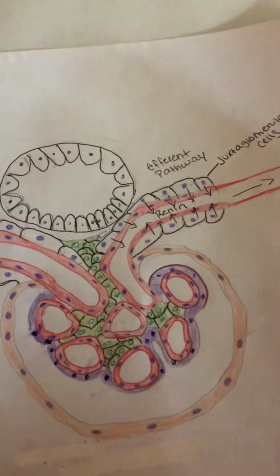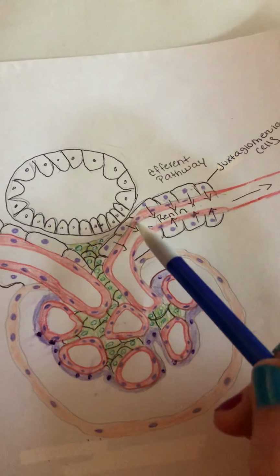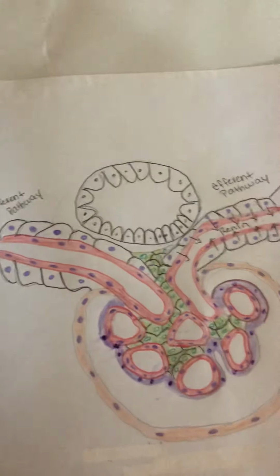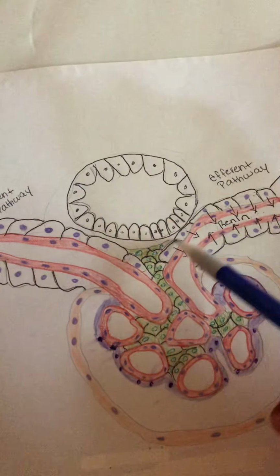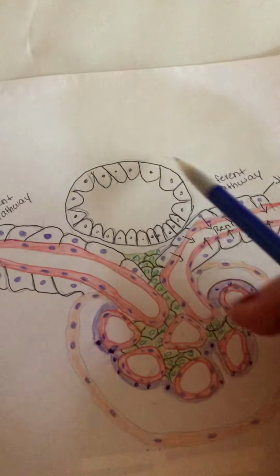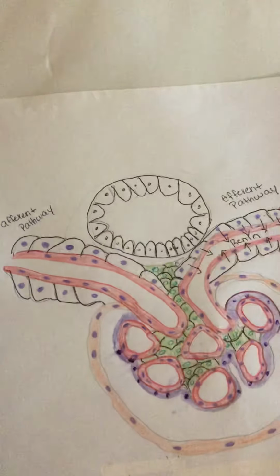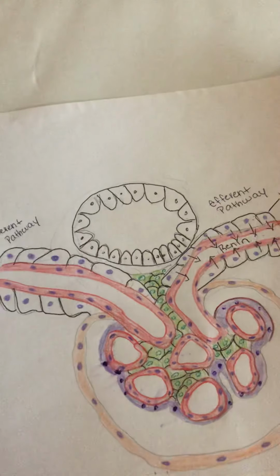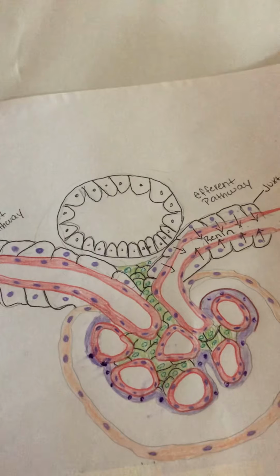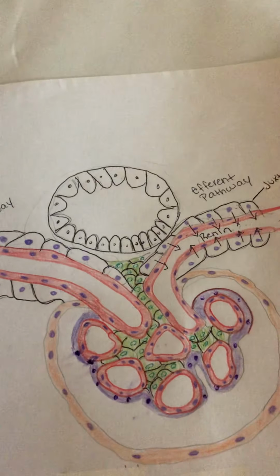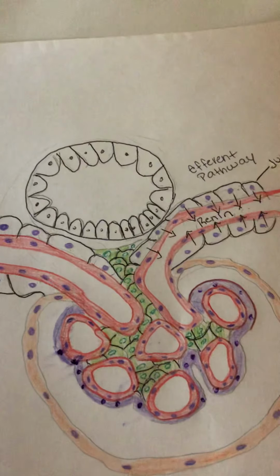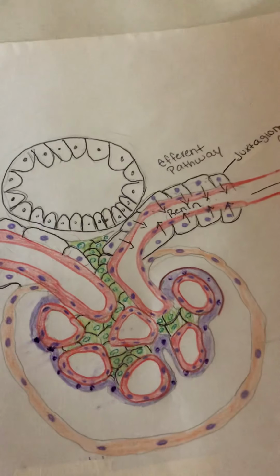The juxtaglomerular cells are the area of the kidney that makes and secretes renin. The juxtaglomerular apparatus, located in this area, is the area of the kidney that monitors blood to determine if renin is required. Renin is released in response to a drop in blood pressure or sodium.